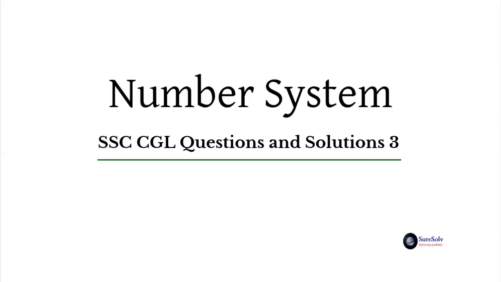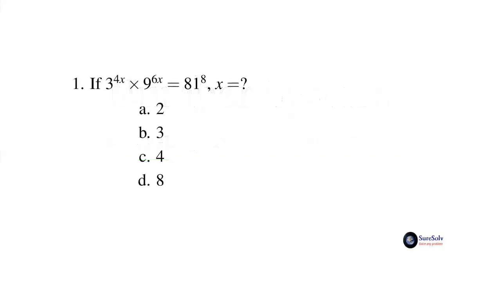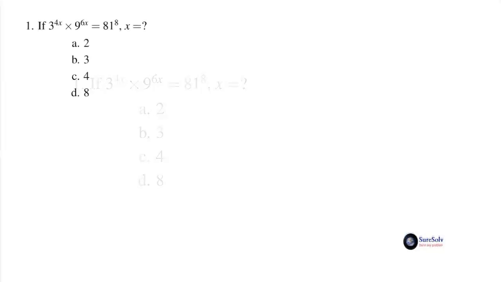Friends, we'll solve now 10 questions on number system. This is Atanu Chaudhary. The first question. If 3 to the power 4x times 9 to the power 6x equals 81 to the power 8, find the value of x. Let's show you the three basic principles we'll use to solve this problem on indices.